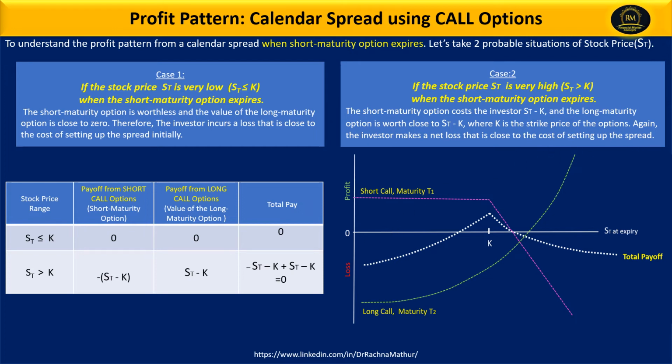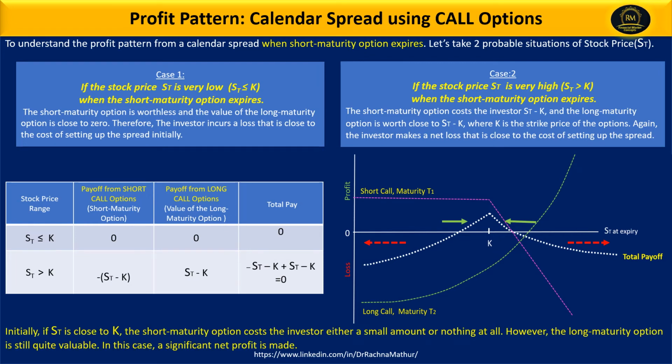So this clearly shows that if the stock price at the time of expiration is close to the strike price of the short maturity option, the investor makes a profit. But when the stock price is significantly below or above the strike price, the investor has losses.